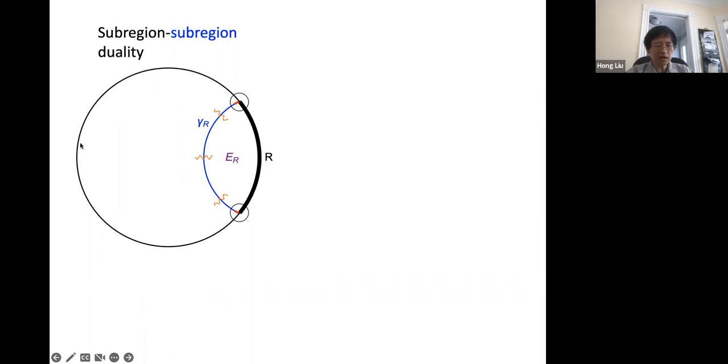So imagine, now let's consider a single time slice, say of AdS, which is represented by a circle. So the circle is the boundary, and the region inside the circle is AdS. So this is a single time slice. And now if you consider a subregion in the boundary theory, let's call it R, then you can draw the RT surface associated with this boundary region, which is this gamma_R. Then the region between this RT surface and the boundary region R is the region we call the entanglement wedge, E_R. And so the statement of the subregion duality is that the bulk physics in E_R can be described by the boundary physics in R, and vice versa. Okay.